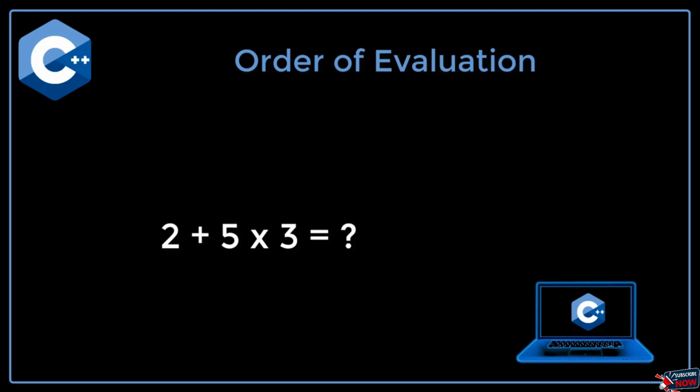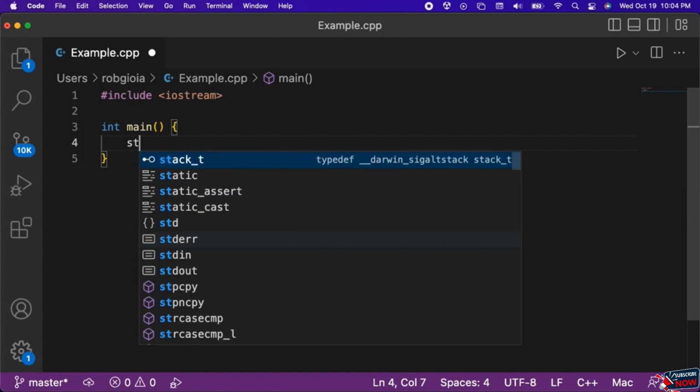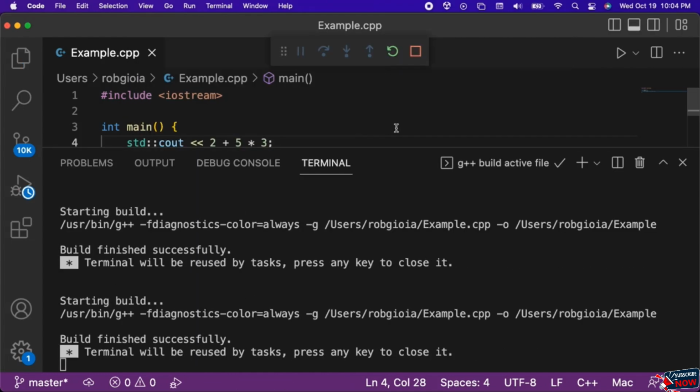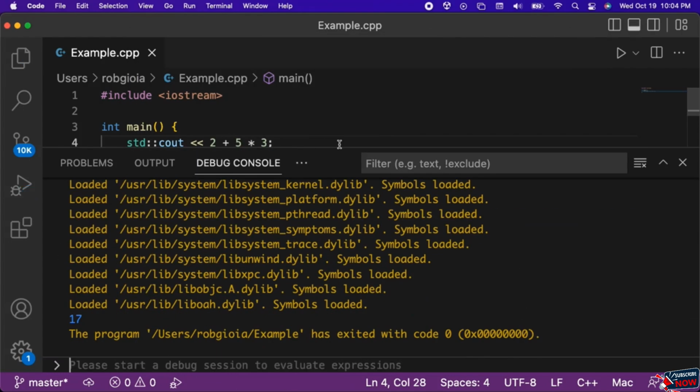This is because of the order of operations, otherwise known as PEMDAS, short for parentheses, exponents, multiplication, division, addition, subtraction. The multiplication of the 5 times 3 happens first, and then the 2 gets added. We can verify this by outputting the result of the expression 2 plus 5 times 3 to the console. When we run the code, notice that 17 was output.